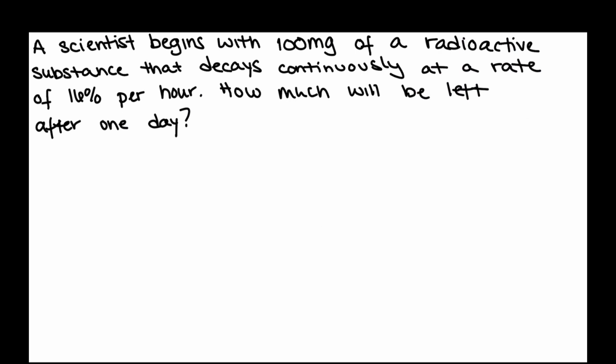So let's take a look at an example. A scientist begins with 100 milligrams of a radioactive substance that decays continuously. So this is continuous decay at a rate of 16% per hour. How much will be left after 1 day? Because it says decays continuously, I have to use this formula with the E. A equals P e to the RT.